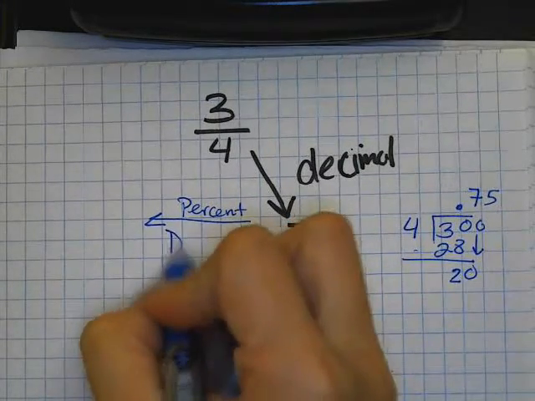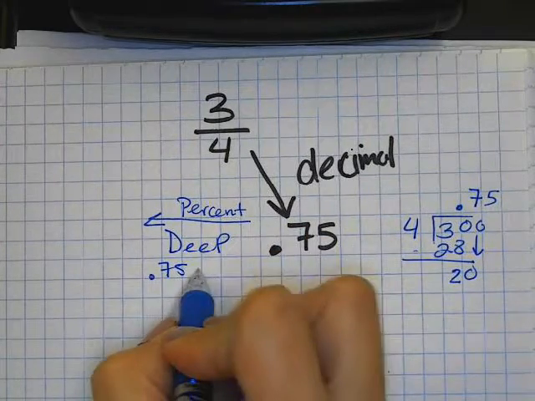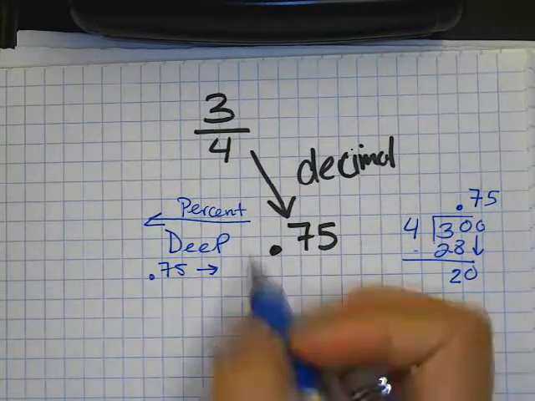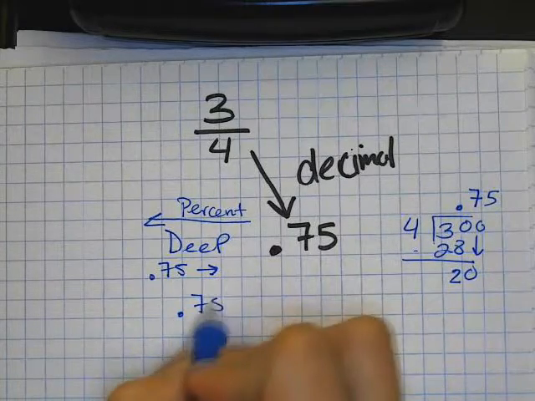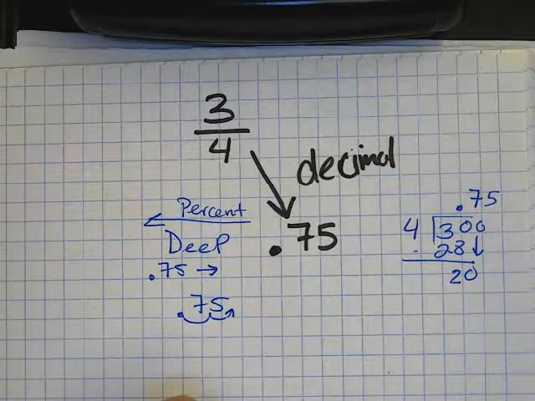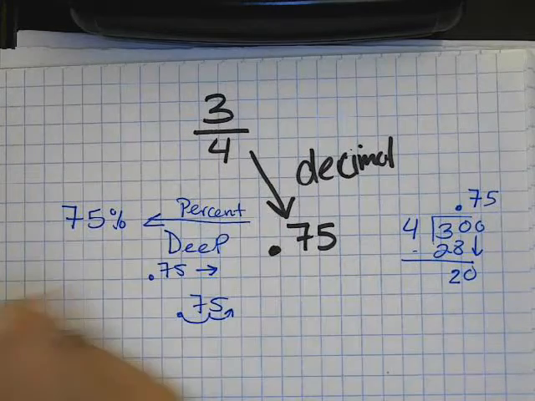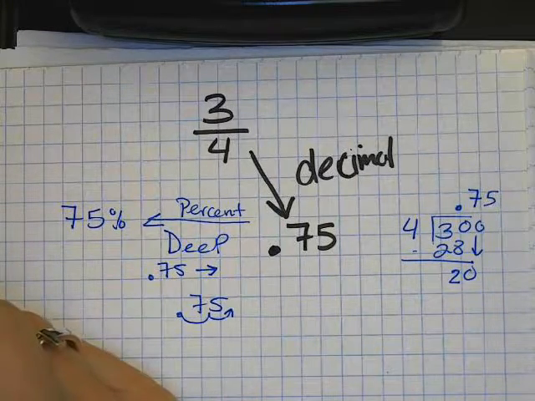Now, how do I change that into a percent? Move it 2 spaces. Remember the word deep. 0.75. I'm going to move it 2 spaces to the right. 1, 2. So what's my percent? 75%.